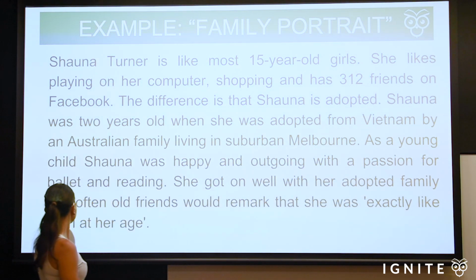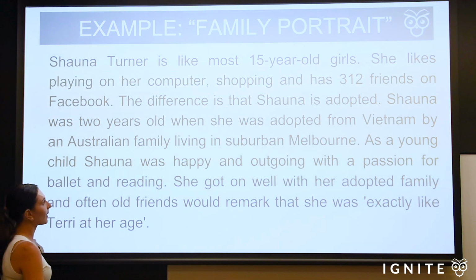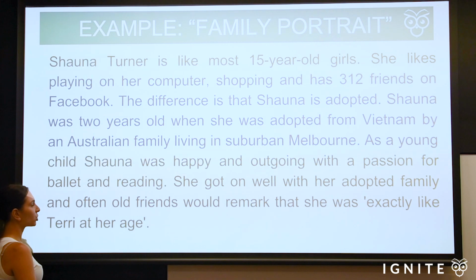Let's have a read. Shauna Turner is like most 15-year-old girls. She likes playing on her computer, shopping, and has 312 friends on Facebook. The difference is that Shauna is adopted. Shauna was 2 years old when she was adopted from Vietnam by an Australian family living in suburban Melbourne. As a young child, Shauna was happy and outgoing with a passion for ballet and reading. She got on well with her adopted family, and often old friends would remark that she was exactly like Terry at her age.